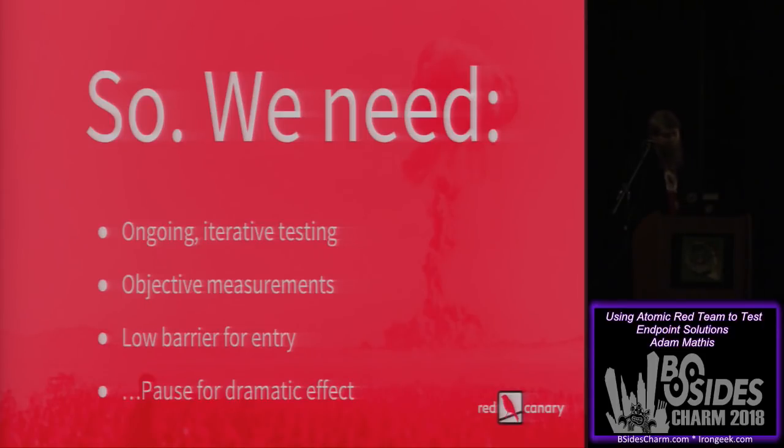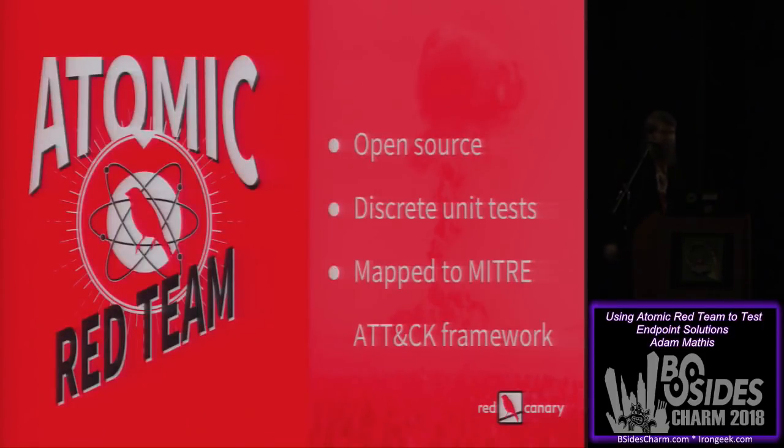This is the pause for dramatic effect. Boom! Atomic Red Team. So this is our project. This is the big reveal. The Atomic Red Team is an open source project that is comprised of discrete unit tests, which I'll cover a little bit more in a minute, and it's mapped to the MITRE ATT&CK framework, which some of you have probably heard of before.